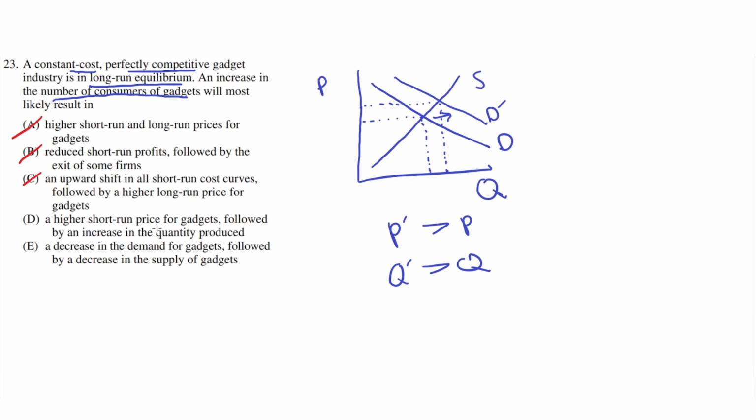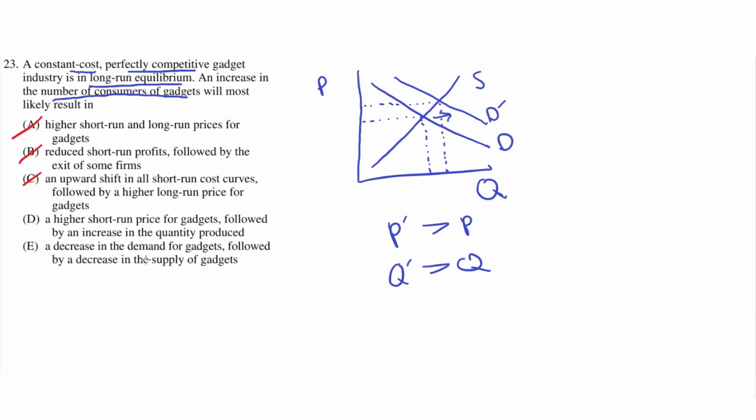D. A higher short-run price for gadgets followed by an increase in the quantity produced. So this seems to be the correct answer because if you look at this graph, we can see that there is a higher short-run price for gadgets because demand shifts to the right, price increases, quantity increases. And this follows by an increase in quantity produced. This makes sense because the price increases compared to the original price and the quantity increases compared to the original quantity. So overall, D seems to be the correct answer.